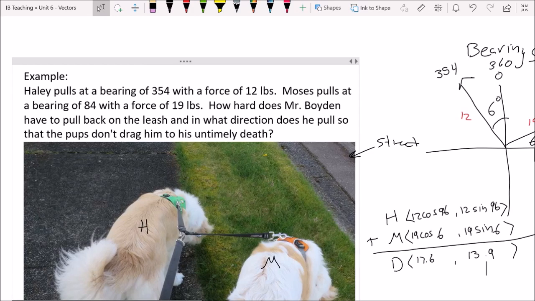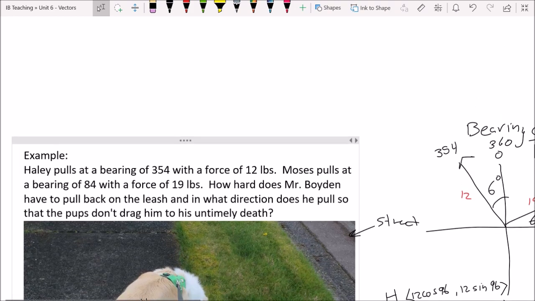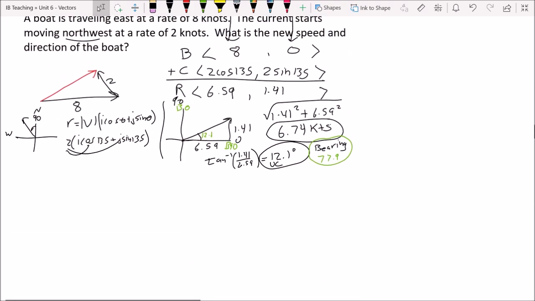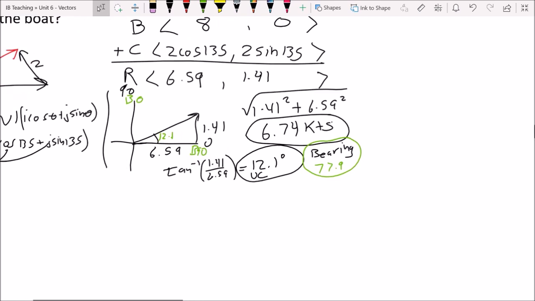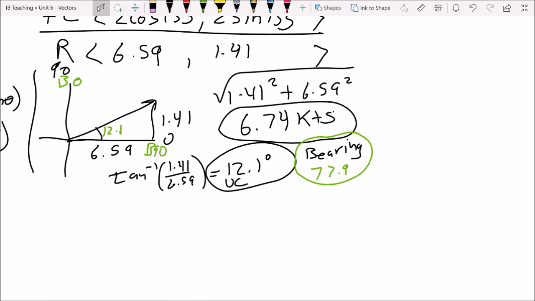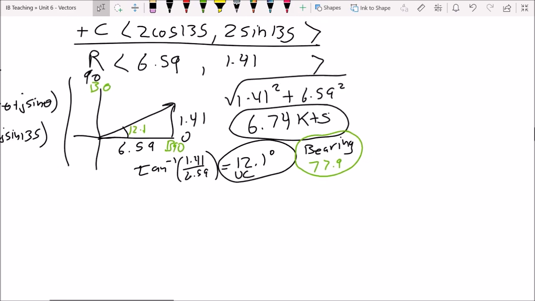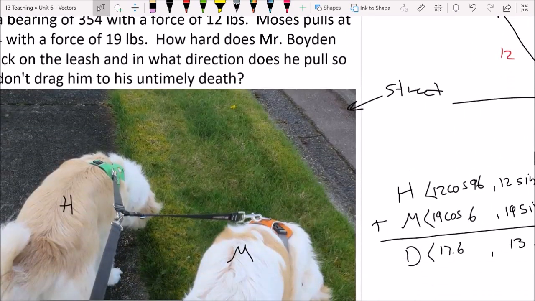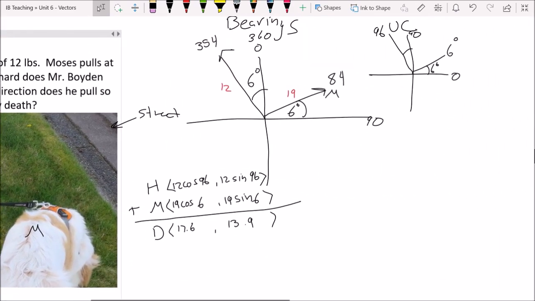What direction do I have to pull, and how hard do I have to pull so that I don't get dragged to my death? Guys, it may not be obvious to you yet, but that's the exact same question we just answered, where they said, what's the new speed and direction? And we did the Pythagorean theorem, or we did square 'em, add 'em, root 'em, and we did tan inverse to find the direction. This is the exact same thing, and it's typical that these are the types of questions that will be asked.